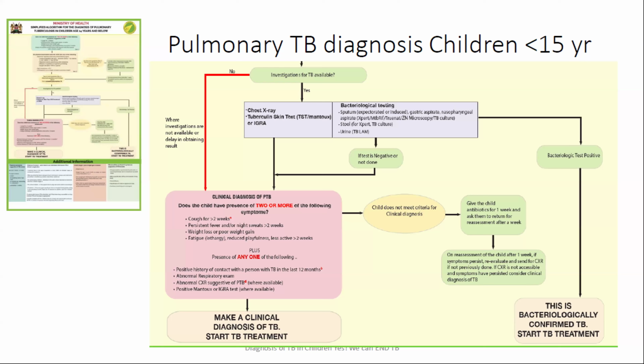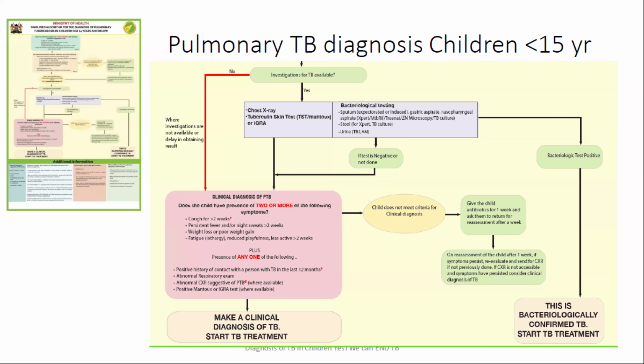You've done your chest X-ray, your GeneXpert is negative or it is not done. So you come to a clinical diagnosis where you're talking about two or more of the following symptoms: the cough, the fever, the weight loss, together with fatigue or reduced playfulness or reduced activity, plus any one of the following. So is there history of contact with a person within the last year? Because remember, for children, a lot of them will get active TB within that first year of life, but even up to 5 years after the contact is when the child may become symptomatic, depending possibly on their immune status and the bacterial load of the original infection.